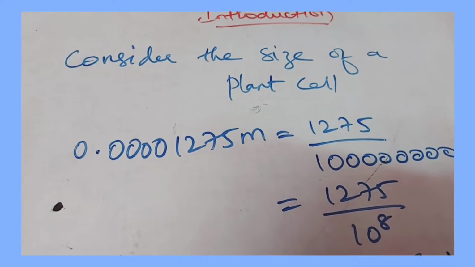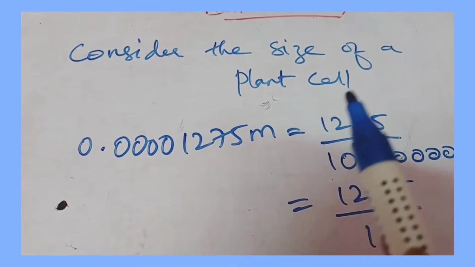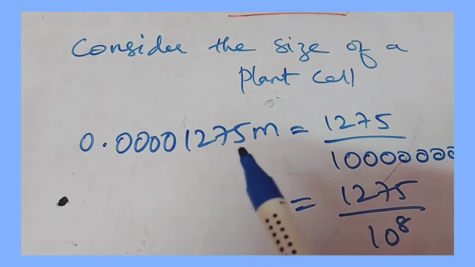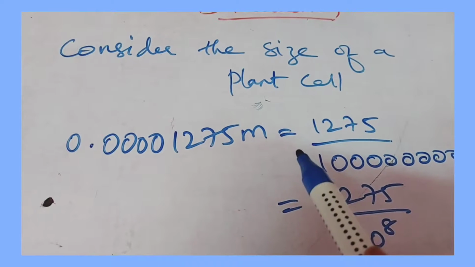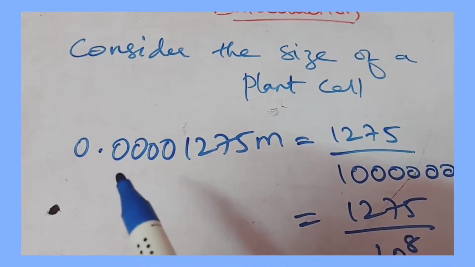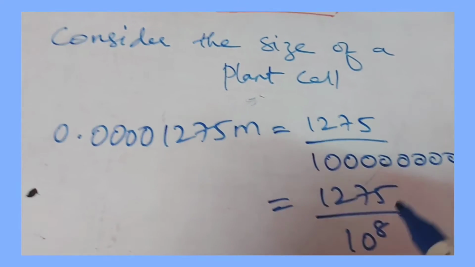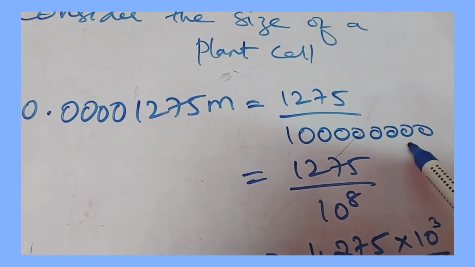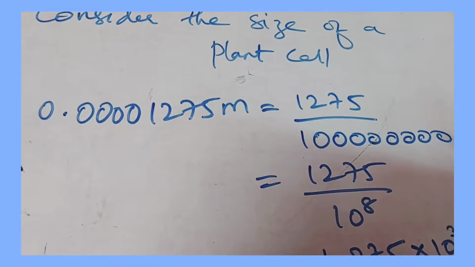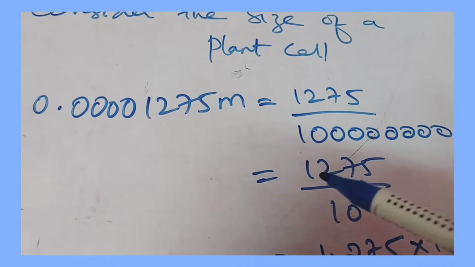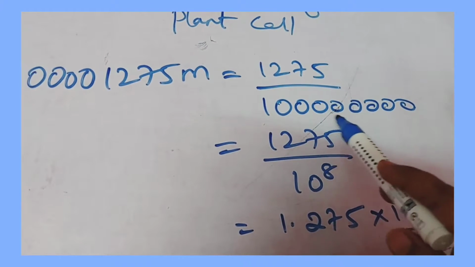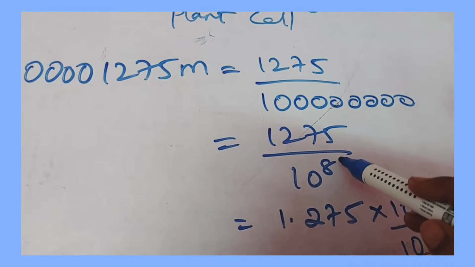Now consider the size of a plant cell, which is 0.00001275 meters. Again, you take 1275, then by, then 1. How many zeros do you take? 1 2 3 4 5 6 7 8. Eight zeros we are taking here. Here four numbers are there, so you have to put the point after one number in the standard form. So 1275, then 10 to the power of 8 we have to take.